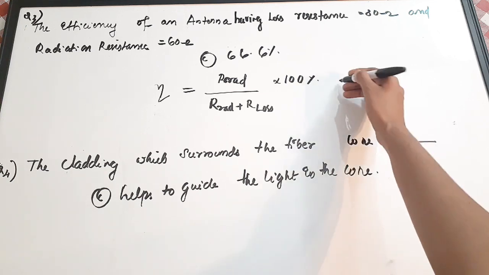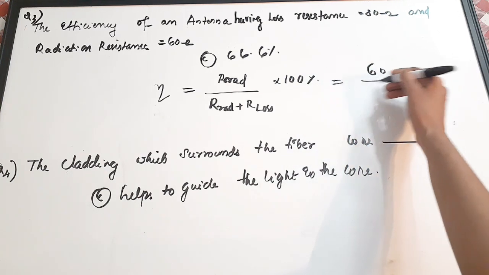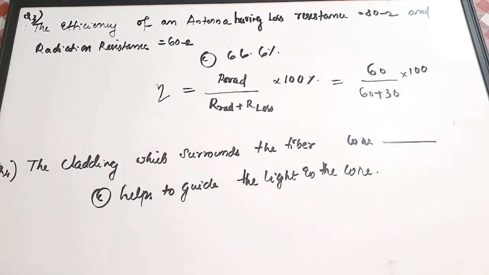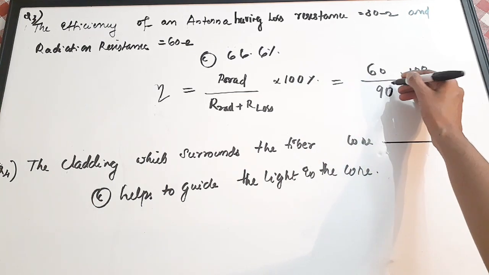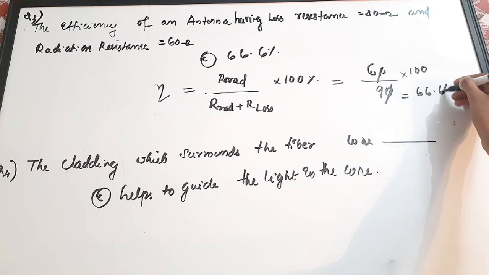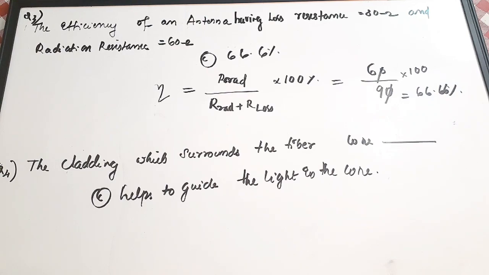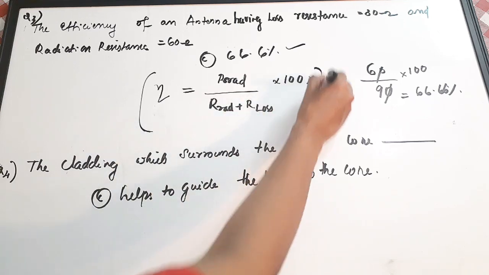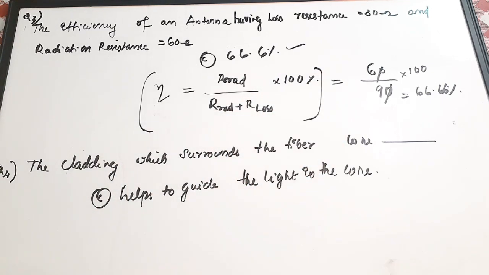So this is nothing but 60 by 60 plus 30 into 100. That is, 60 plus 30 is 90. So it is 60 by 90 into 100. And you can write this as 66.66 percentage. Okay, the correct answer is option C. Just note down this equation. This is very important. If you want to find the efficiency of an antenna in terms of the loss resistance and the radiation resistance, this is the equation.